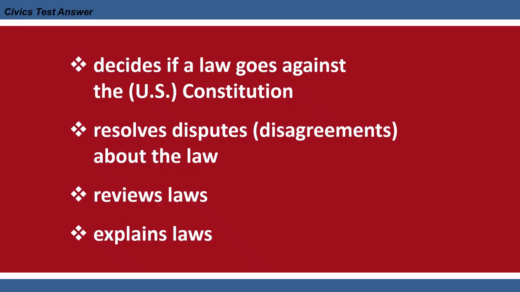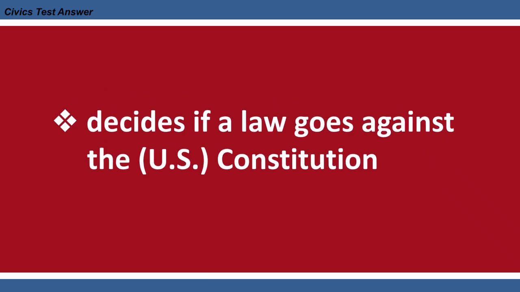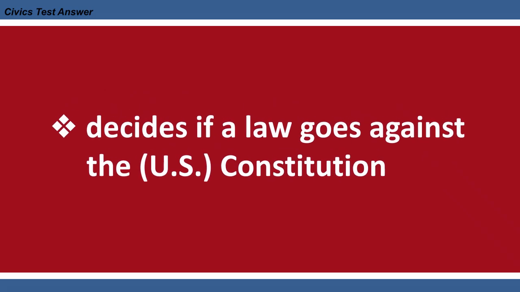Deciding if a law goes against the Constitution, even though Congress and the President have approved the law, is an important power of the judicial branch that allows the Supreme Court and other courts to check the legislative and executive branches of U.S. government. Because of separation of powers, only the judicial branch has this specific role in government.